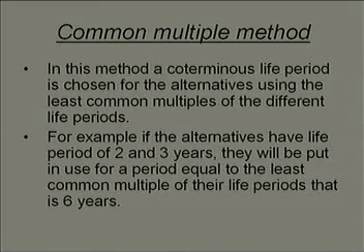Take another example. If the life of one alternative is, let us say, 2 years, and for another alternative it is 3 years, how much would the analysis period be? Simple. Take the least common multiple of their life periods, which in this case works out to 6 years. Now, what do we do with this 6?